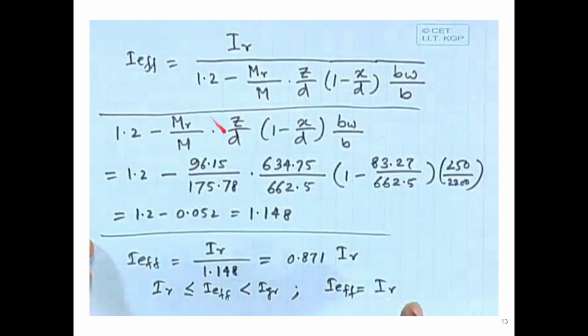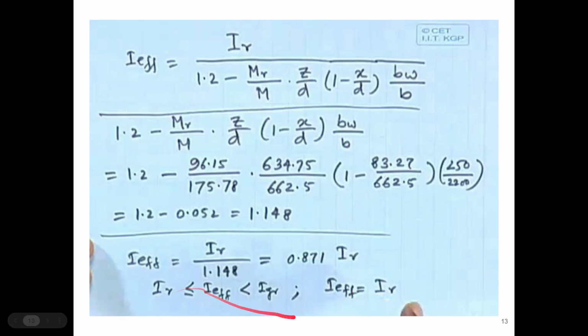Finding all these values, we just substitute them into the required variables, and by this we can calculate the I effective. Initially we find this value: 1.2 minus Mr by M into z by d into 1 minus x by d into bw by b. Substituting these values, we get this denominator value as 1.148. So the I effective value will be 1 by 1.148 into Icr, that is 0.871 Icr.